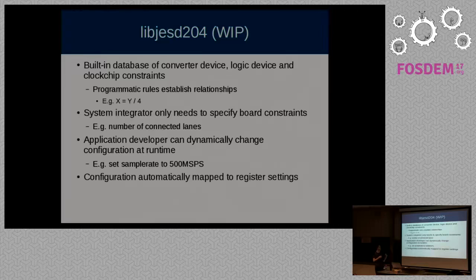Then the system integrator only needs to specify, in addition to the constraints that are already found in this database, constraints of his board. For example, a converter might support 8 lanes, but only 4 lanes are wired up on a certain system. Then the application developer can dynamically change the configuration at runtime, for example, change the sample rate.